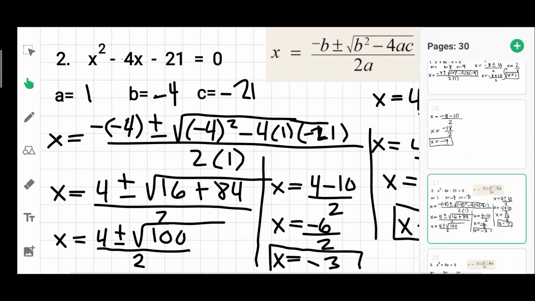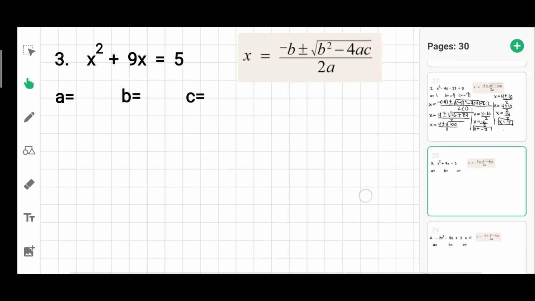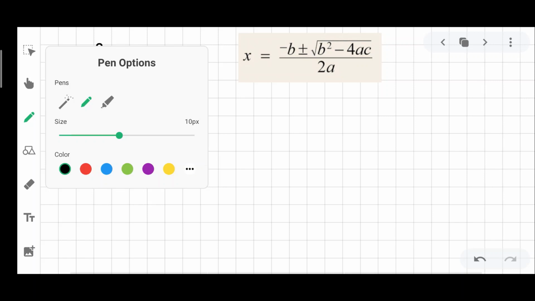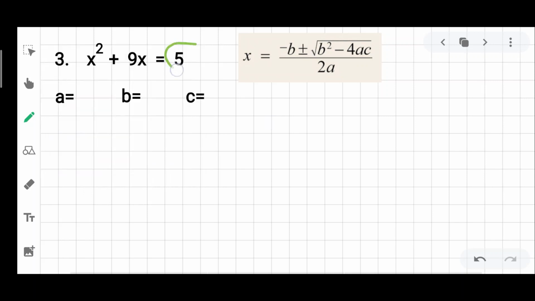For our third example, we have x squared plus 9x equals 5. So, ngayon, i-check muna natin kung naka-standard form siya. So, dapat una yung x squared, susunod yung x, susunod yung constant. And then, equals 0. So, mali. Diba? Mali. Dapat si positive 5 ay nandito. So, aayusin muna natin. Yun ang gagawin natin. Arrange it first before we identify the values of a, b, and c.